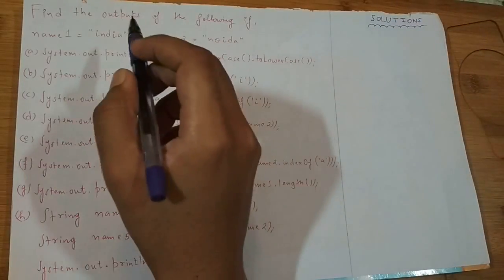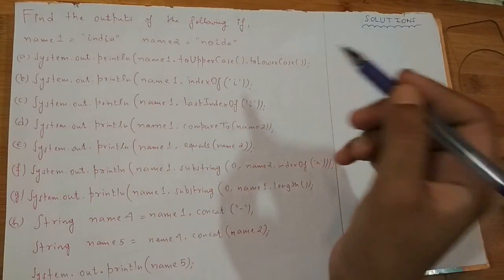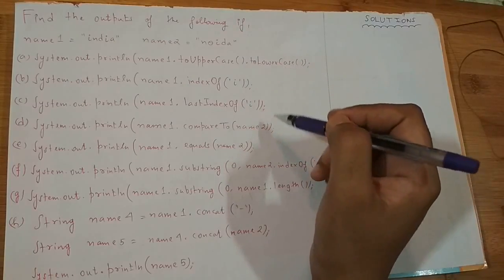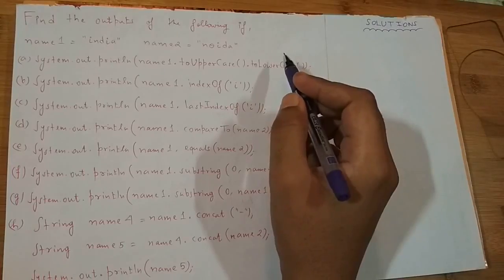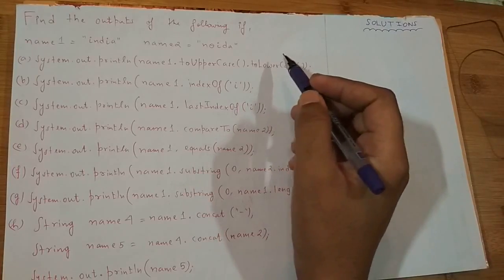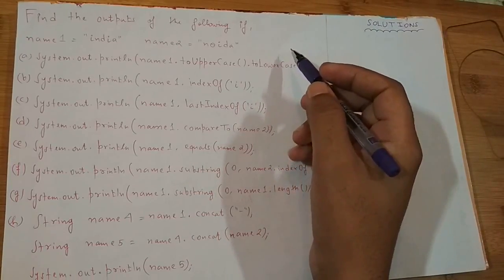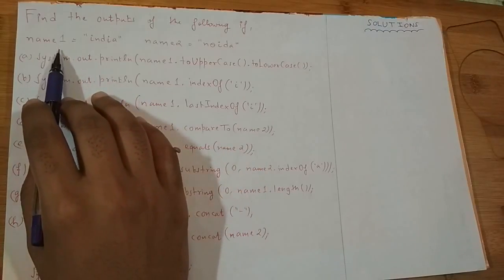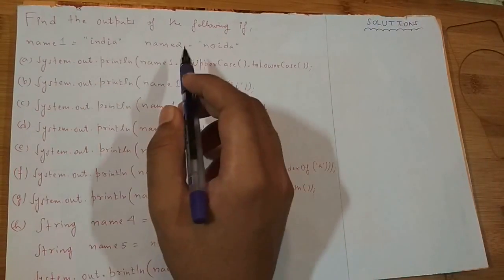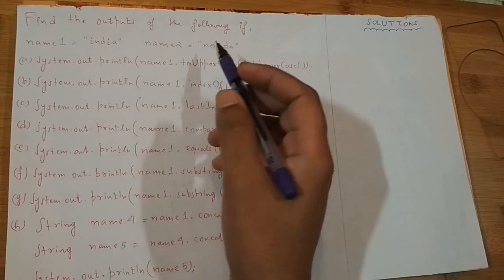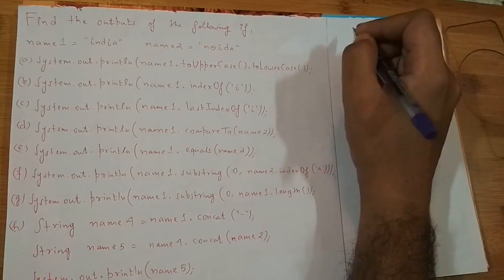So let's solve this question. We have been given a number of output statements, as you can see, in Java, and we have to find the results one by one. So let's go step by step. We have two strings, name1 equal to India and name2 equal to Noida. So how does it look like?